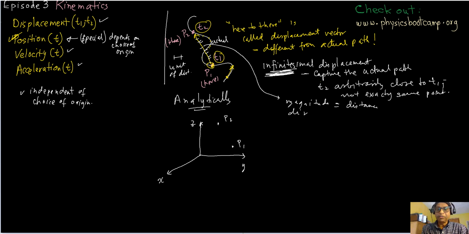And then the direction is going to be simply here to there. You've got to tell me here is the point P1 and here is the point P2, and it's that direction. You can just describe it in words and pictures.